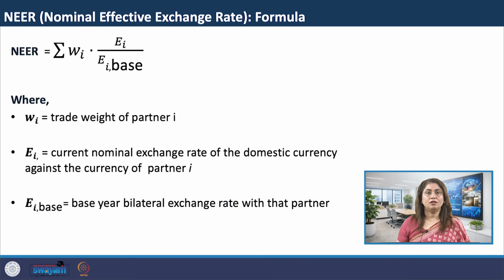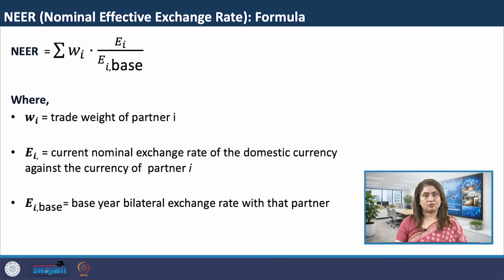Now let's look at the formula for NEER. NEER is equal to the sum of Wi into Ei upon Ei base, where Wi is the trade weight of partner i, that is how much of the total trade India does with that particular country. Ei is the current bilateral exchange rate with partner i. Ei base is the base year bilateral exchange rate with that partner.